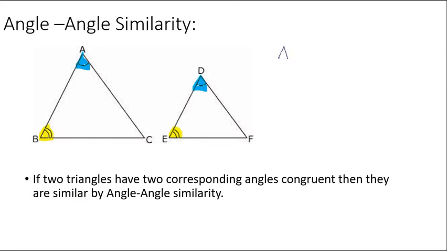So that means we would write down, start like this. So you say triangle ABC similar to triangle DEF by angle-angle similarity.